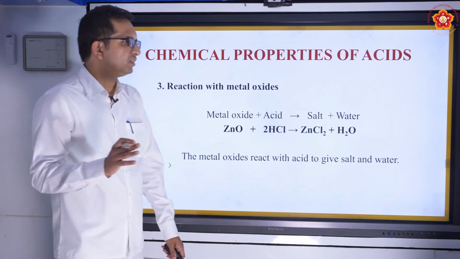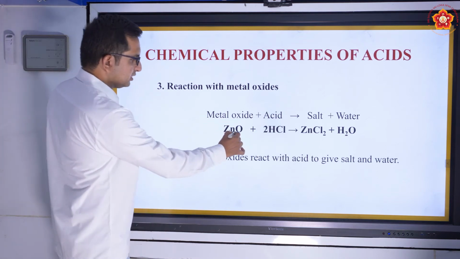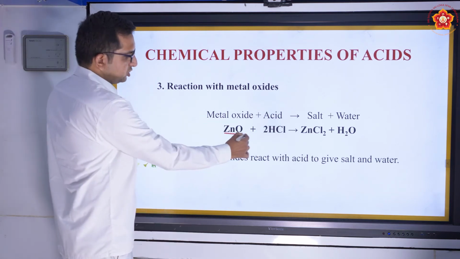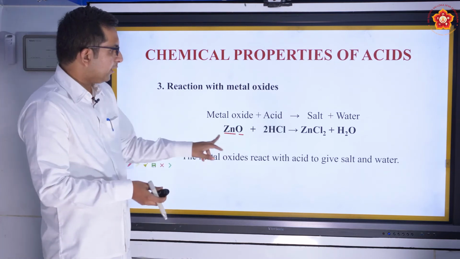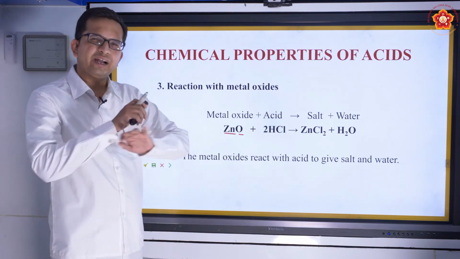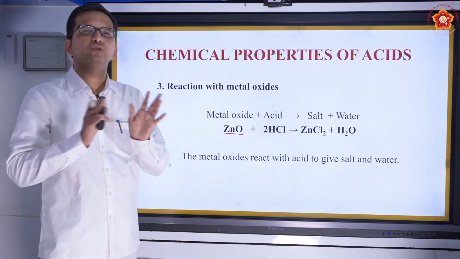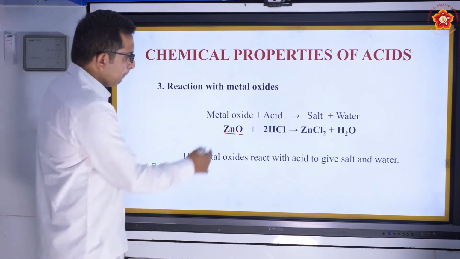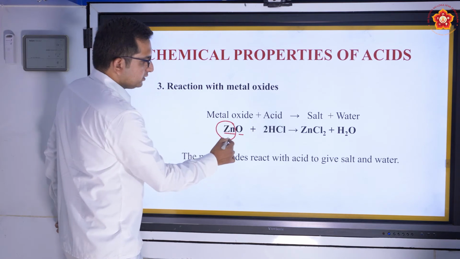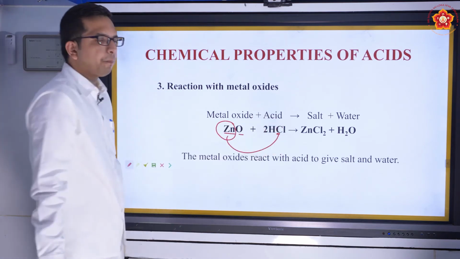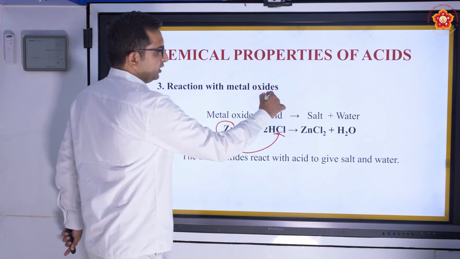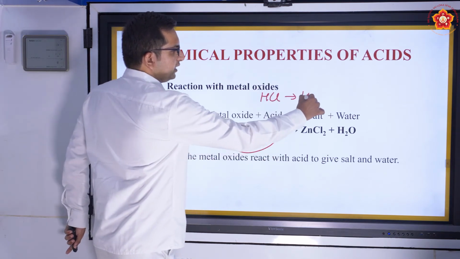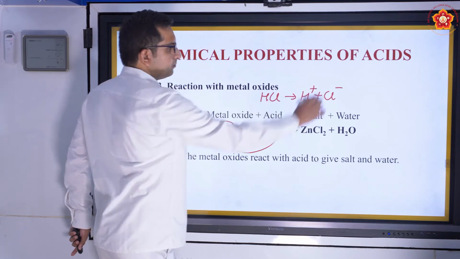The word itself says it. What is a metal oxide? There is a metal present, zinc, and there is oxygen present. So these types of compounds, metal oxides, can also react with the acid and the process remains almost the same, where the metallic part, that is zinc, reacts with the negative part of the acid. Now what is the negative part of the acid? When I split this HCl, naturally I will get H+ and Cl-.